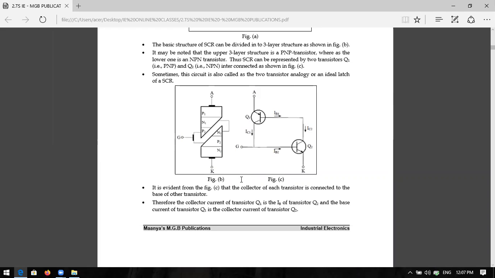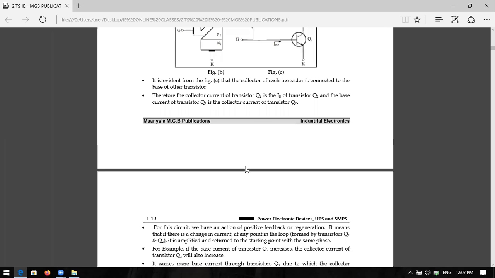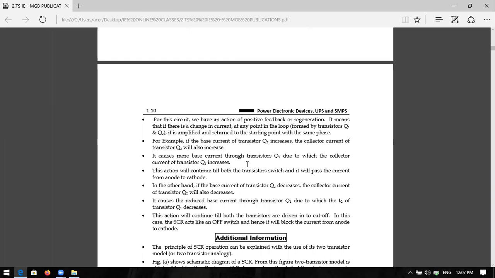But what is the reason? It is not for any purpose other than analysis, just to understand how to turn on and how to turn off. Practically, if you connect two transistors like this, it will not work as an SCR. It is just for the purpose of your analysis.